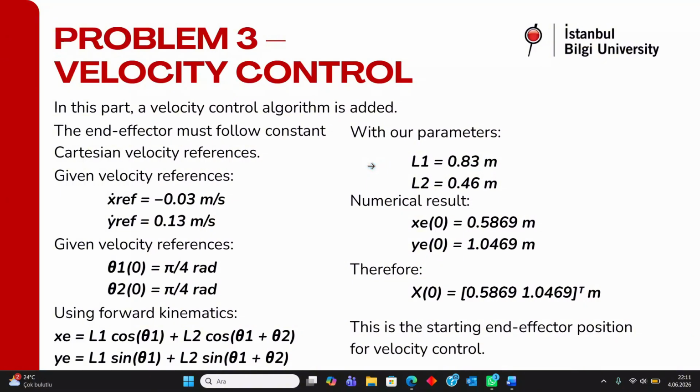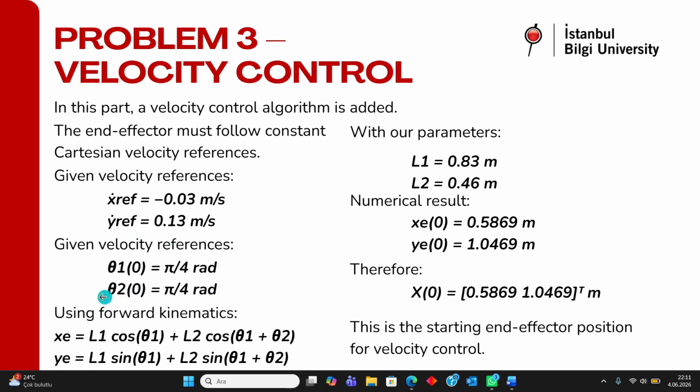So now I will talk about problem 3. Our goal for the task is to move the end effector of the robot arm at a constant velocity in the Cartesian space, given x ref and y ref.